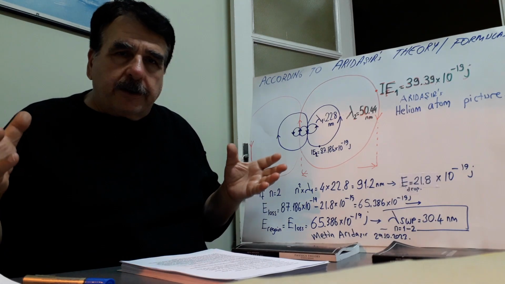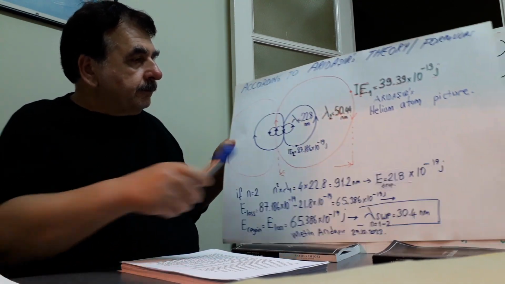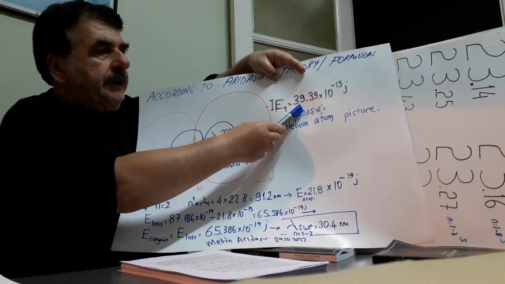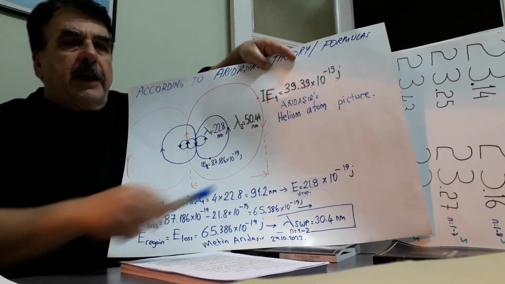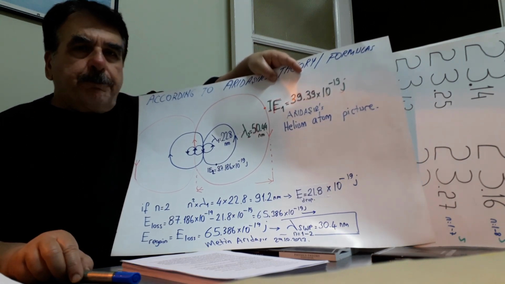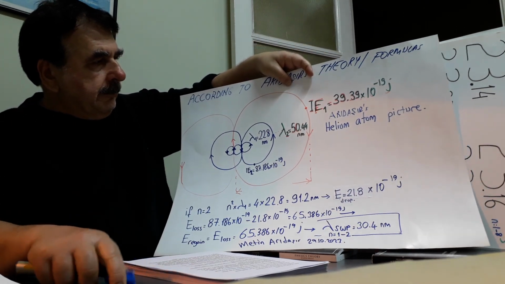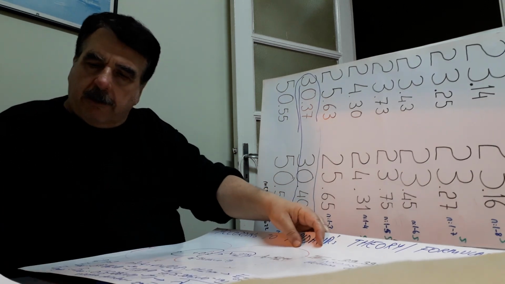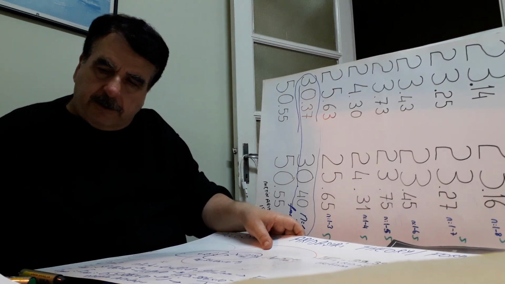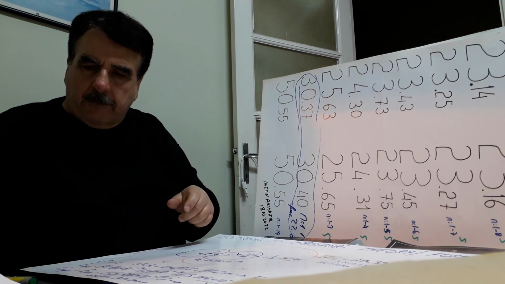First ionization energy of helium is IE1, what? This one, 39.39 times 10 to the minus 19 joules. Okay? Corresponds to what? I'm so sorry. I will write here lambda 1. Okay, and I will write here lambda 2.